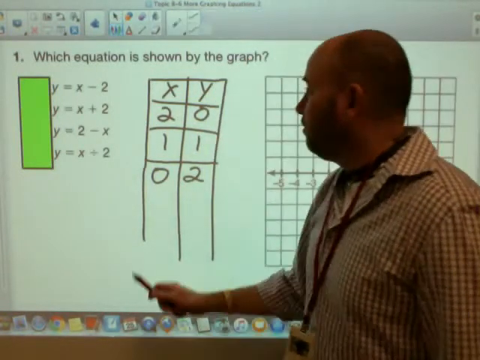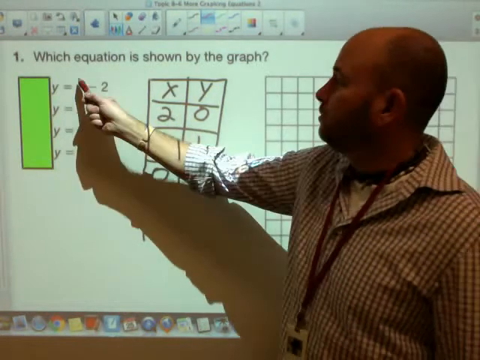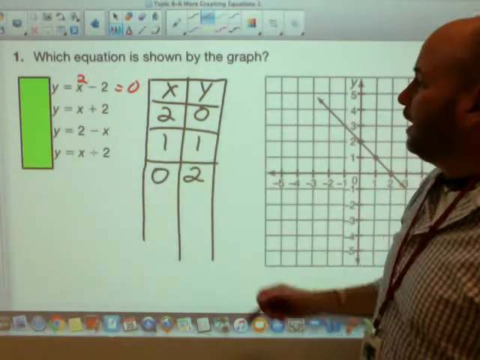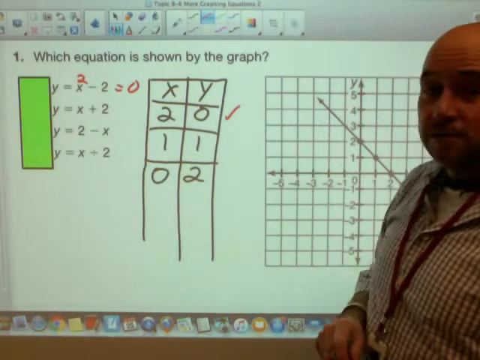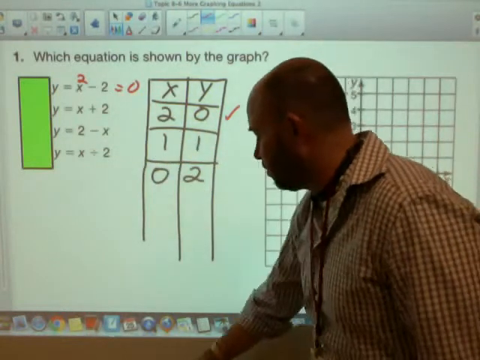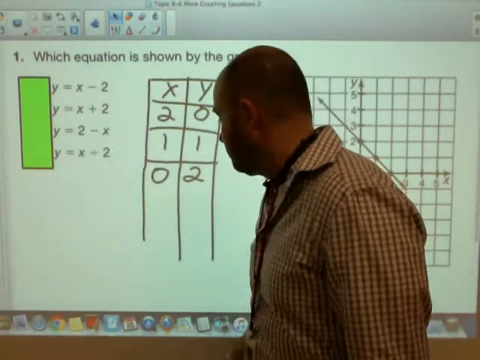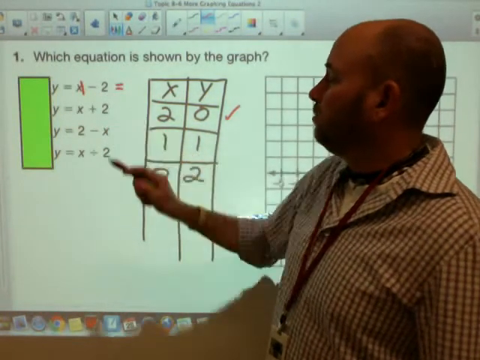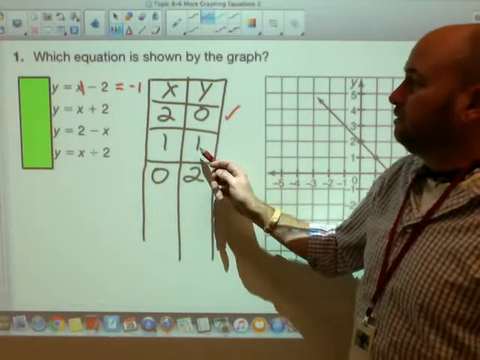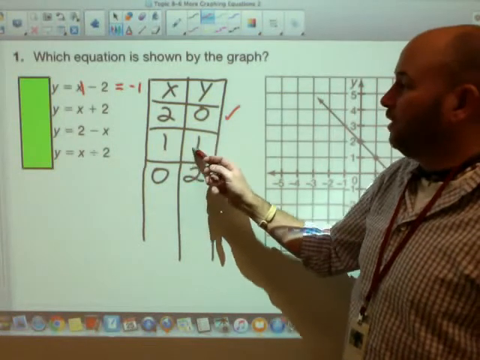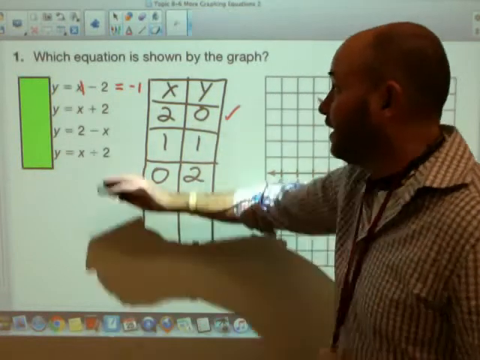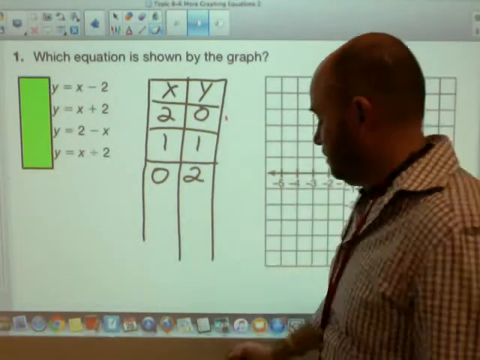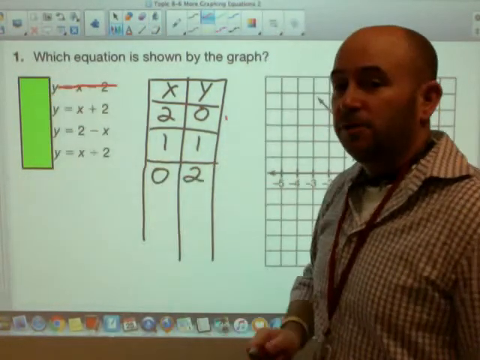Okay? So the first thing I'm going to do is say, 2 minus 2 equals 0. So this works. That's good. So far, that equation works. Then I'm going to say, all right, let's put 1 in. 1 minus 2 equals negative 1. Uh-oh. This doesn't work. So right away, I can eliminate that equation.